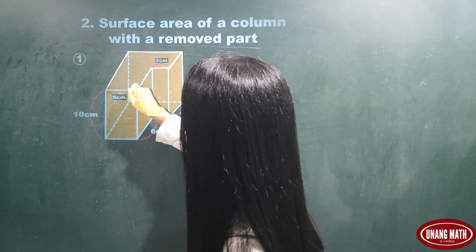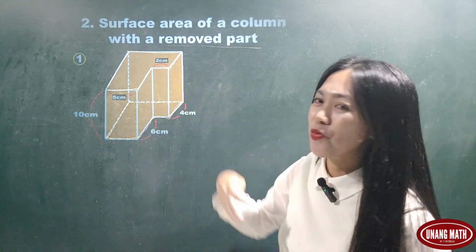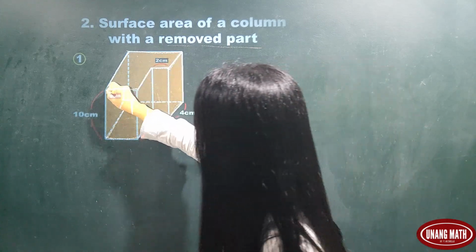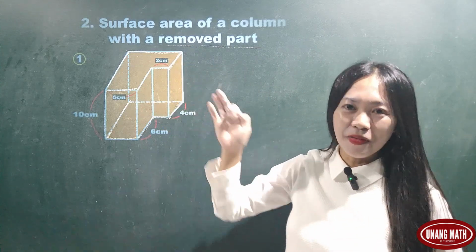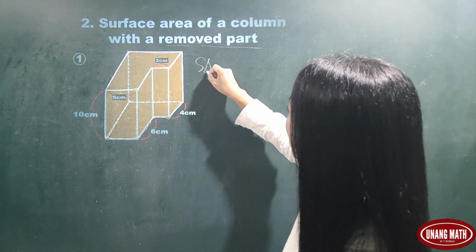This one and this figure are parallel and congruent, so these are the bases of this figure. And the lateral faces are rectangles. So this figure is a prism, and since this is a prism, we can find the surface area.